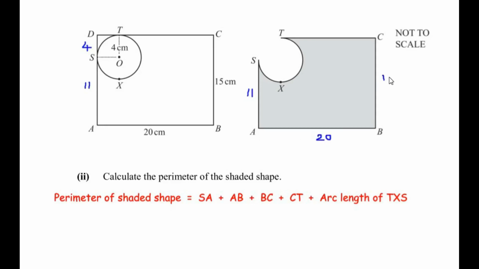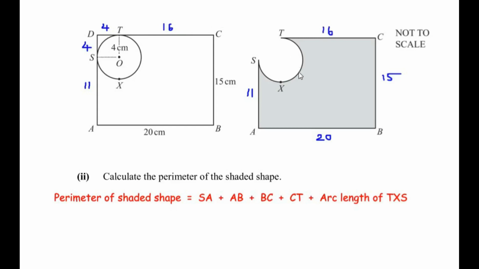BC is 15. Now to find CT, we had found in part A again that the DT value, the length of DT was 4 cm. And here the value of AB is 20. So its opposite side CD is also 20 cm, out of which 4 is given to DT. So the remaining length of CT is 16. So let us write here 16.